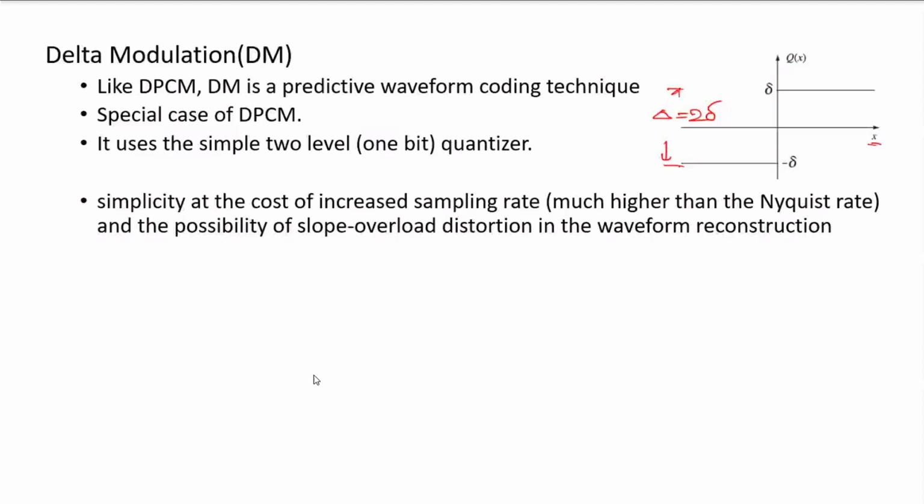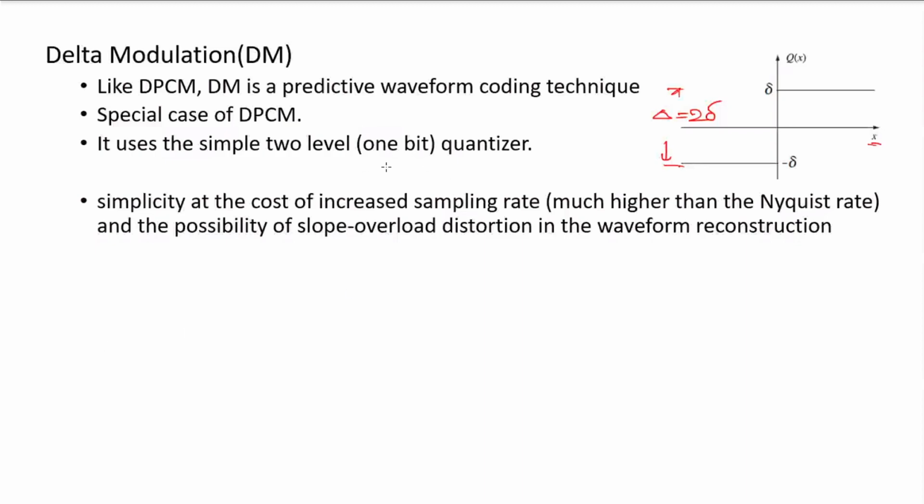The main drawback of this delta modulation scheme is that the signal is required to be sampled at a rate much higher than the Nyquist rate. That is the only concern in this delta modulation scheme. And there is a possibility of slope overload distortion in the waveform construction. We will see what this slope overload distortion is when we come across the limitations of delta modulation.